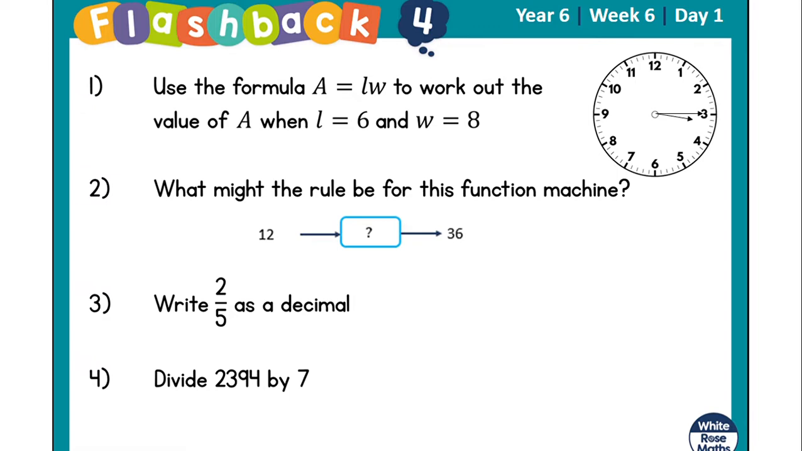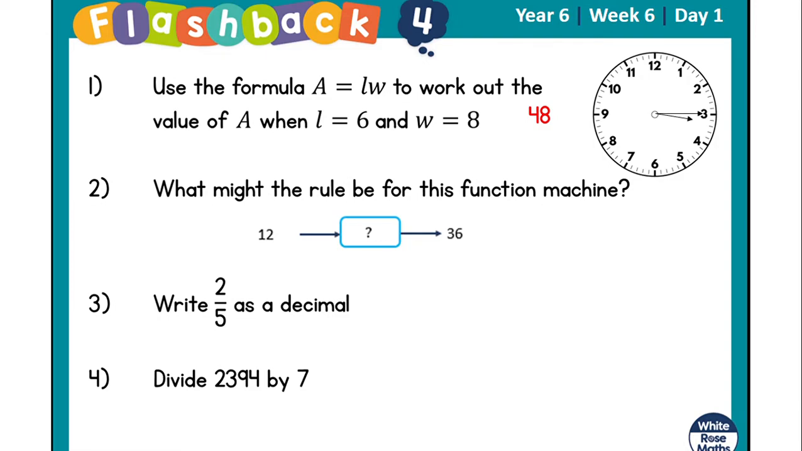Okay, number 1. Use the formula A equals LW to work out the value of A when L equals 6 and W equals 8. Well, we know in algebra, when there's two algebraic symbols with nothing in between, then it's going to automatically mean multiplication. So here to work out A, we need to do 6 multiplied by 8, which is 48.